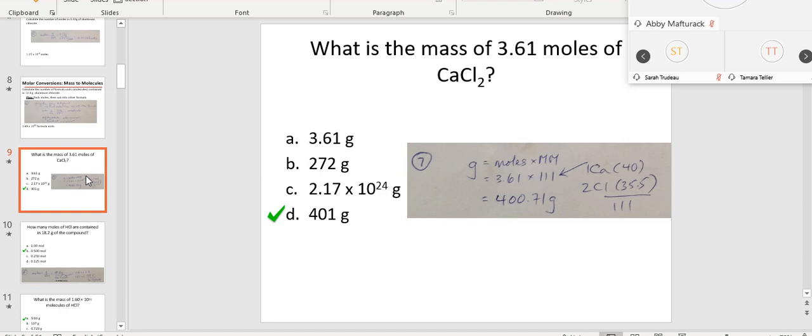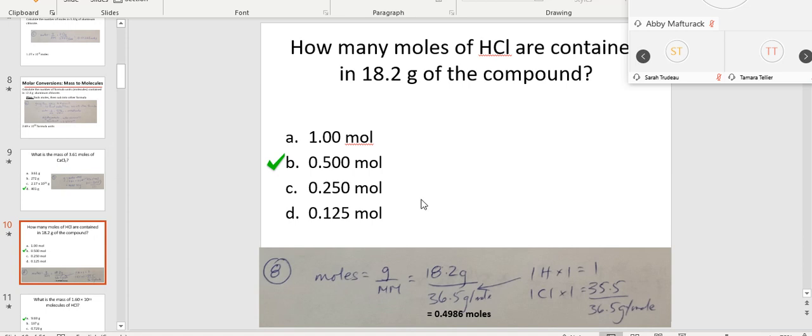What is this one here? What is the mass of 3.6 moles of calcium chloride? So I'm looking for mass. What formula am I using? What information did I give you? And you'll see here that this one is easy peasy. How many moles of hydrochloric acid are contained in 18.2 grams of the compound? So asking for moles. I give you grams. There you go, easy peasy, away you go.